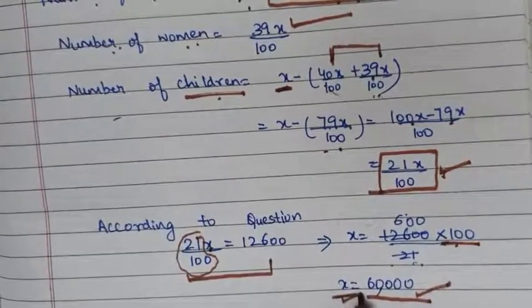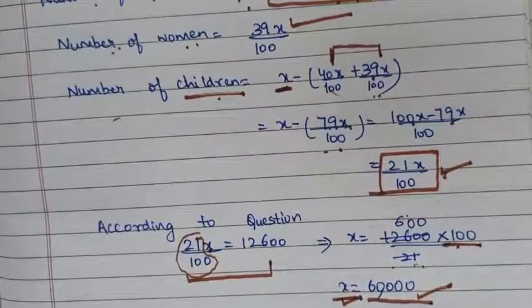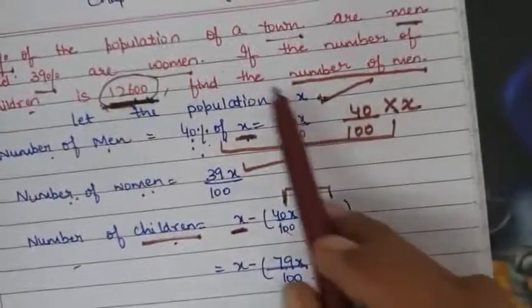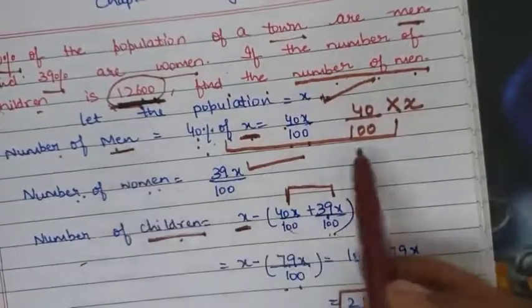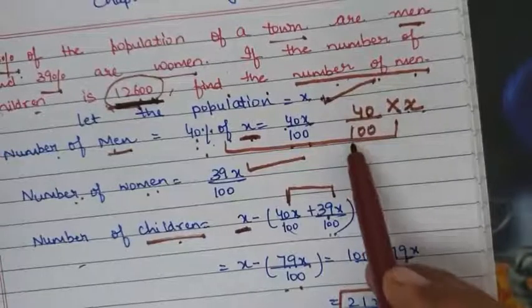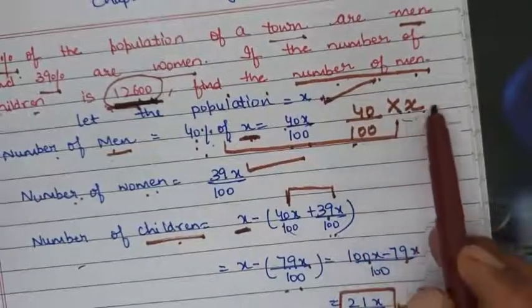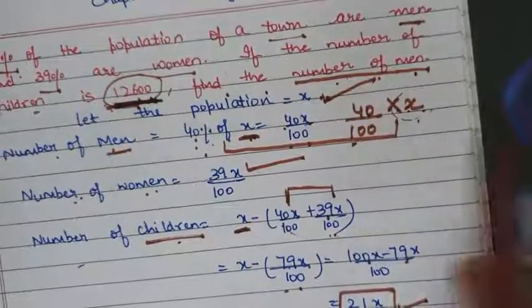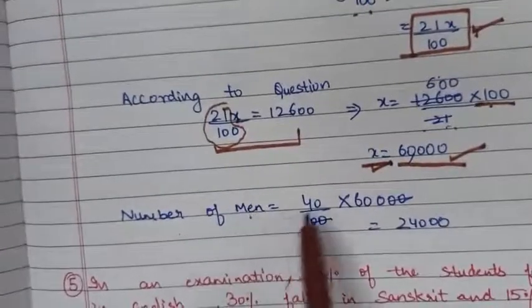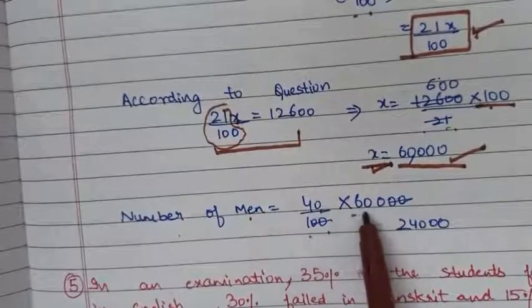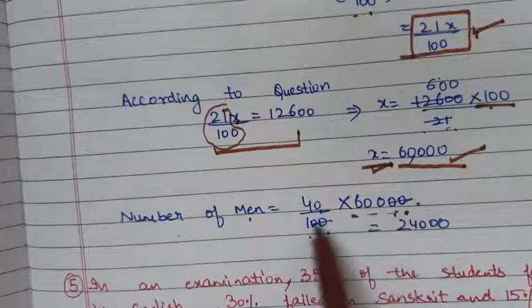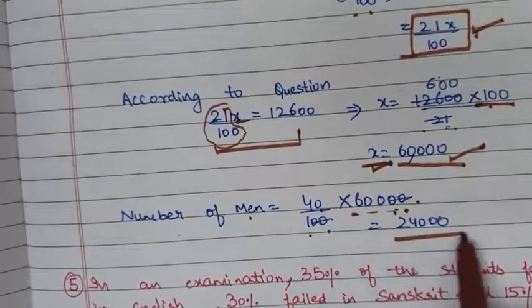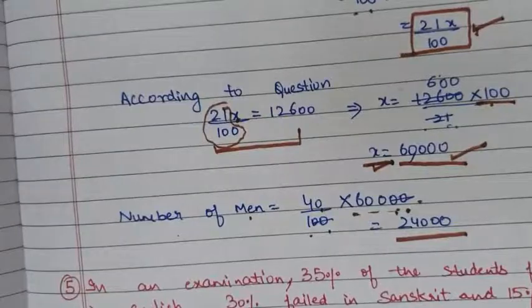And what was x? x was the total population. Now in the question, they have asked to find the number of men, and men was 40x upon 100. So now just put the value of x and you will get the number of men. So, the number of men is 40 upon 100 into x. I have put the value of x. So on doing the cancellation, the number of men are 24,000. Clear children?